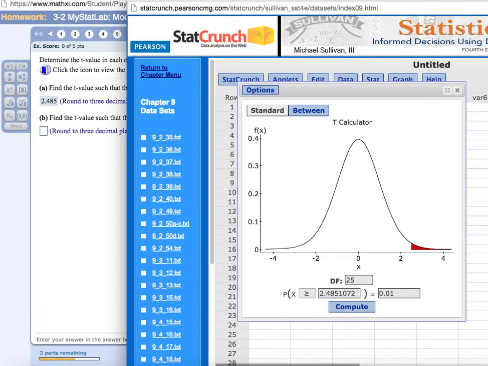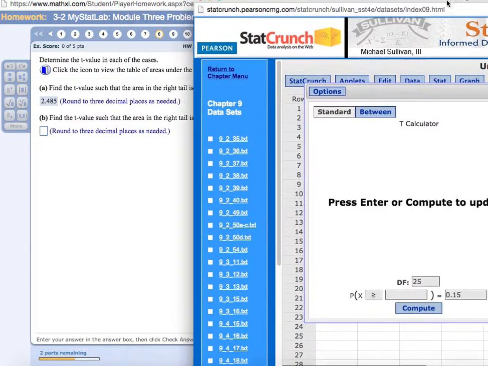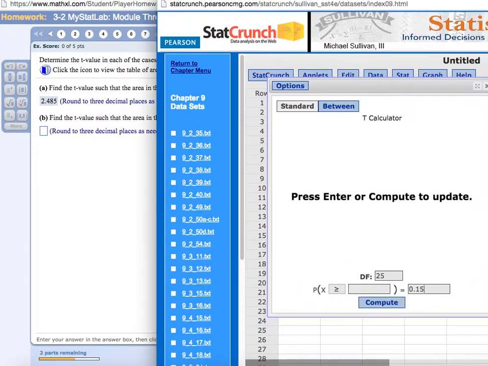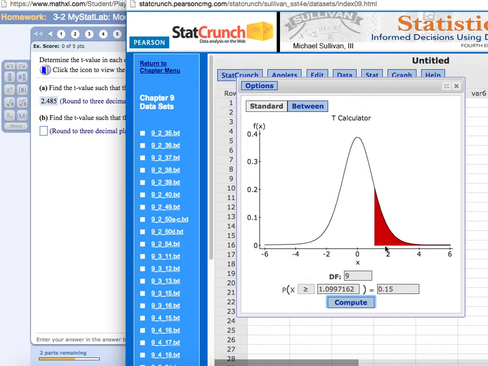Now we have another one. 0.15 is the area in the tail. It is in the right tail with 9 degrees of freedom. So we'll leave that greater than and compute it like this. Here we have 1.0997. Round to 3 decimal places, so this would round up, so that would be 1.100.